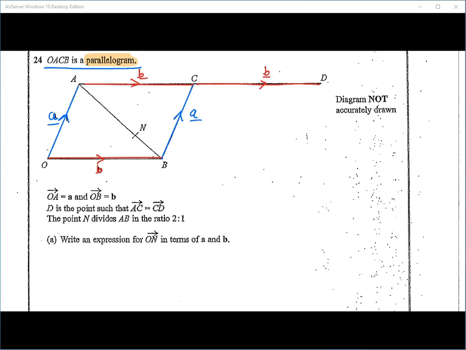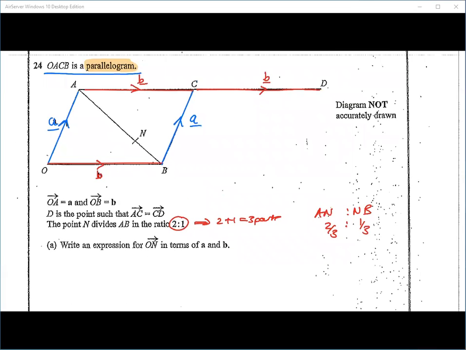Point N divides AB in the ratio 2:1. Write an expression for ON in terms of A and B. So if it's 2:1, how many parts do we have? 3 altogether. So we have A to N and then N to B. A to N will be 2/3 and that will be 1/3. Did we work out A to B anywhere? No. Okay, so we just do it that way. We're going to choose the direction: 2/3 AB, and then 1/3 AB.